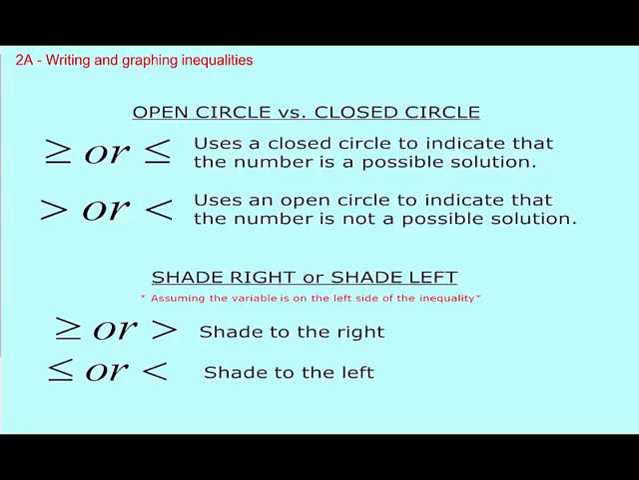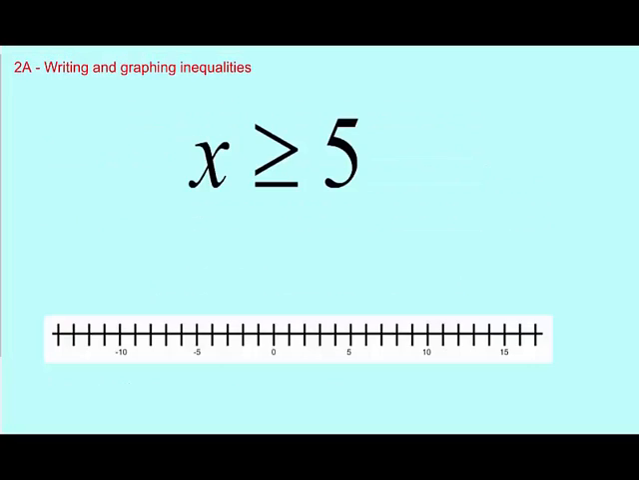So let's go ahead and start looking at some examples. As we're going through this, I'll give you an example problem. Just pause your video until you've had a chance to solve it, and then we'll talk through the solution. So here's your first one. x is greater than or equal to 5.